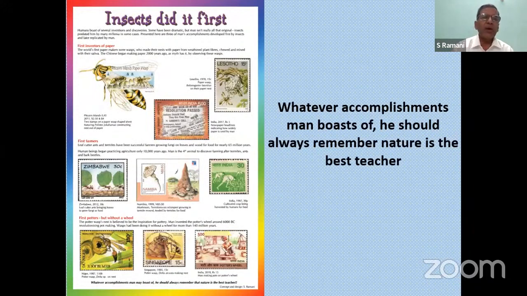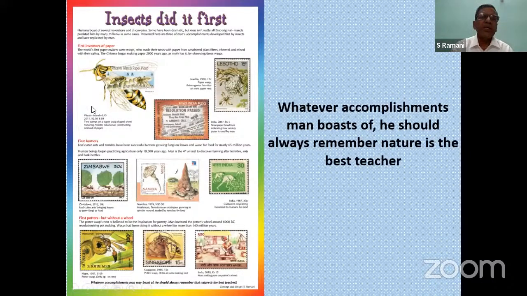One is to find paper, where the wasps have been doing this for a very, very long time. It is believed that the Chinese who discovered paper, one of them was actually looking at the wasp making paper, and he used a similar technique to make paper. Today, of course, paper is very widely used, but insects were the first to find paper.